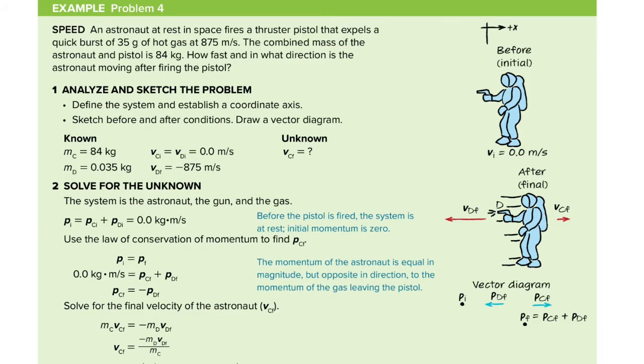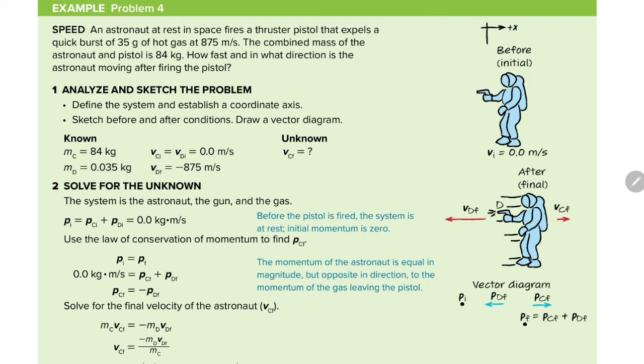So to make that clear, we have here example problem number 4. An astronaut at rest in space fires a thruster pistol that expels a quick burst of 35 gram of hot gas at 875 meter per second. The combined mass of the astronaut and pistol is 84 kilogram. How fast and in what direction is the astronaut moving after firing the pistol?